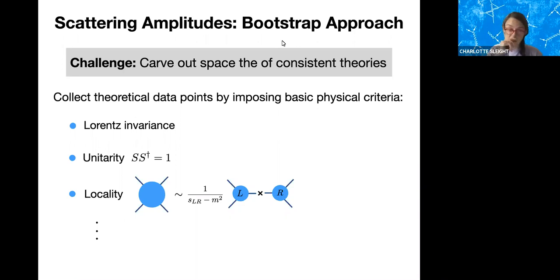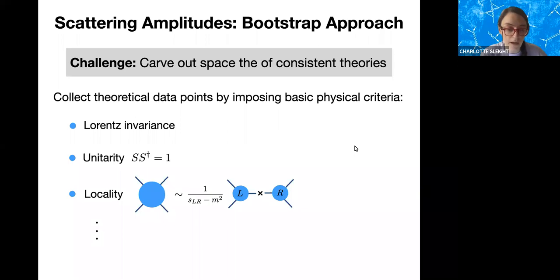So the basic physical criteria that consistent scattering amplitudes should satisfy include, for instance, Lorentz invariance, unitarity, and locality. And these are actually encoded in a pretty simple way. Lorentz invariance requires that scattering amplitudes depend on Lorentz invariant combinations of the kinematic variables. Unitarity requires that S†S is equal to one, where S is the S matrix. And this in turn gives rise to the optical theorem.